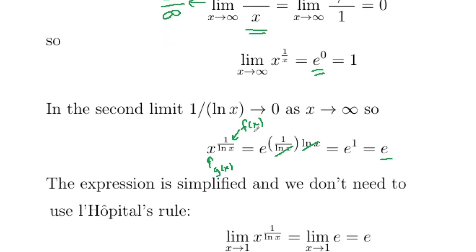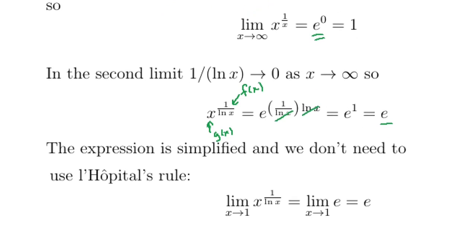This means that x to the power 1 over ln of x is a constant e, and therefore, to find its limit, we don't need L'Hopital's rule. Limit of e as x goes to infinity is e itself. Limit of a constant is always a constant. We don't need the L'Hopital's rule. So the second limit comes out just e rather than 1.